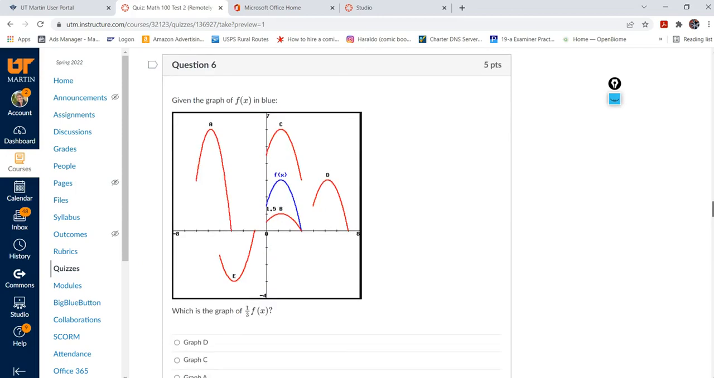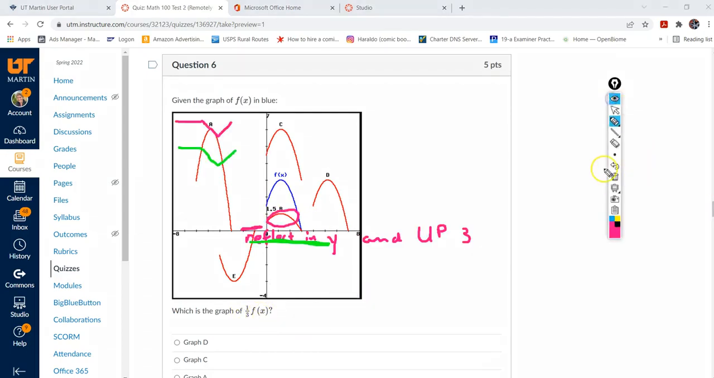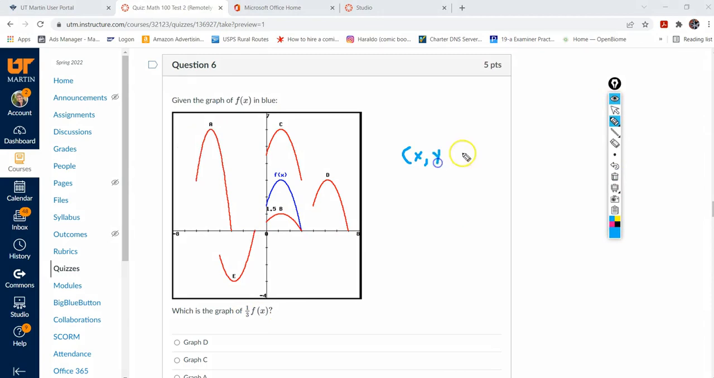Okay, so this says, given the graph of f of x in blue, which is the graph of 1/3 of f of x? So if we start with f of x in blue, then if I want 1/3 times f of x, what that does is it keeps the same x coordinate, but the y coordinate is changed to 1/3 times y.